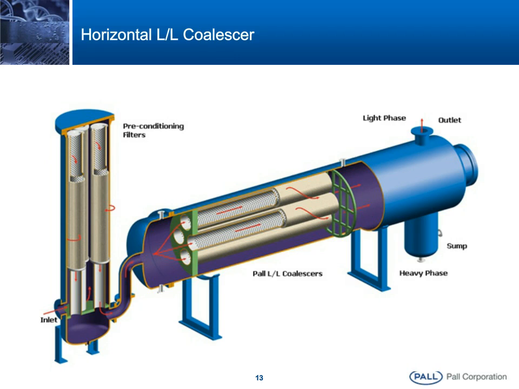This kind of horizontal configuration is typically used for removing oil from water, or if you want to separate two non-aqueous liquids, such as oil and ammonia. It's also used when the interfacial tension is very low, less than 5 dynes per centimeter.